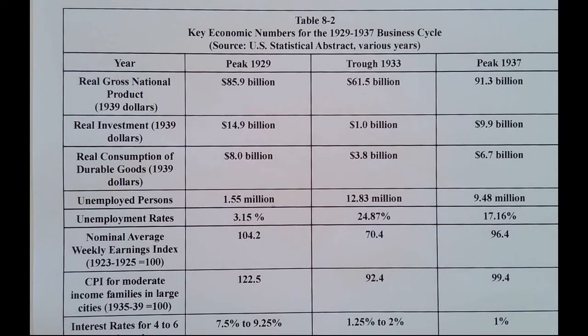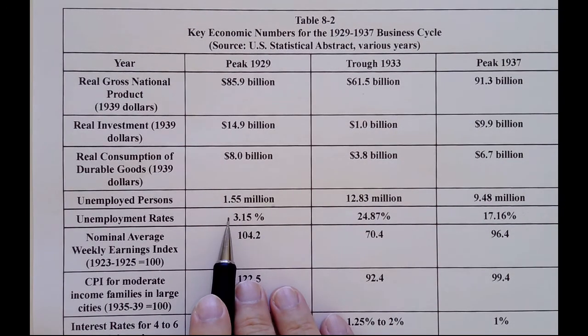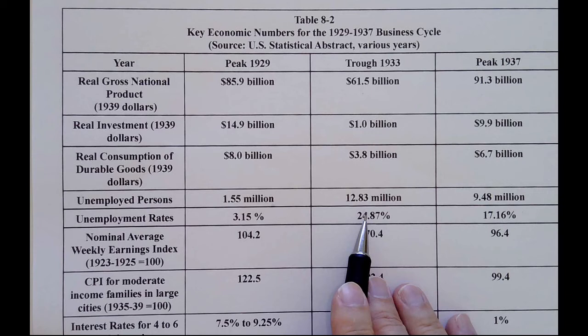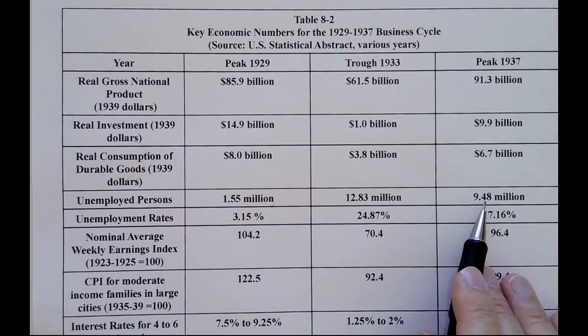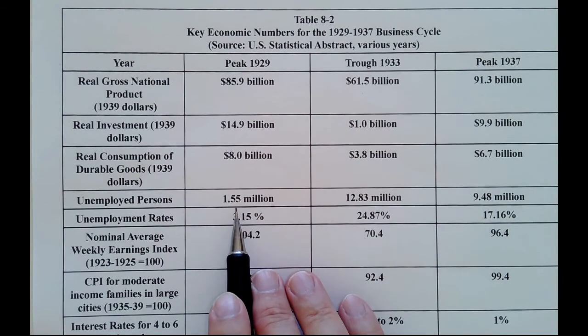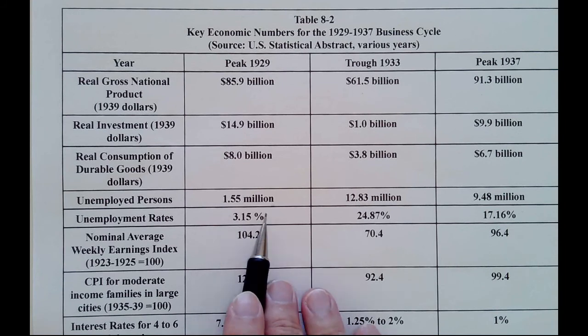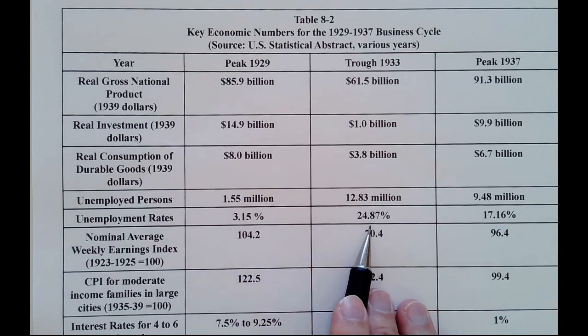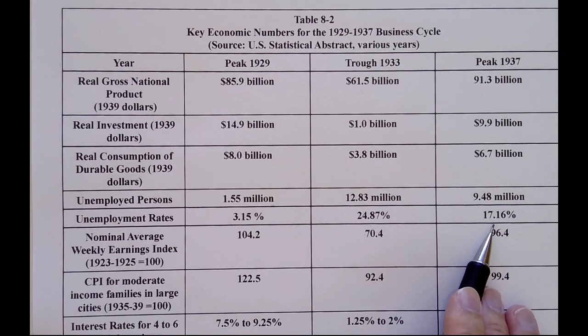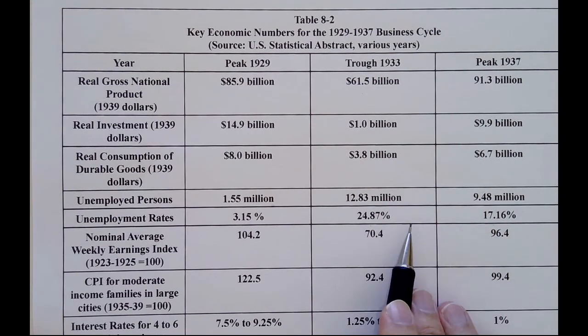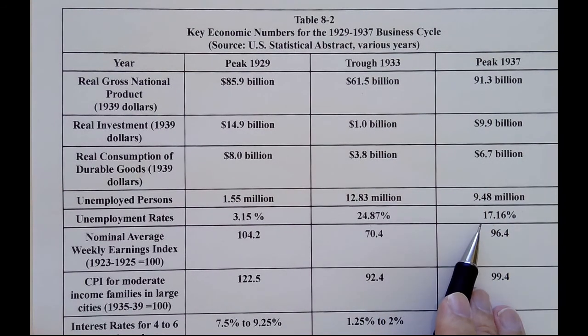Unemployed persons went from 1.55 million to 12.83 million. And at the peak, got back to 9.48, still way above where it was in 29. Unemployment was a very good 3.15% in 29. It was a terrible, almost 25% in 33, and still a terrible 17% in 37. So there was a recovery, but I would not call that a recovery where most Americans felt the economy was doing well.